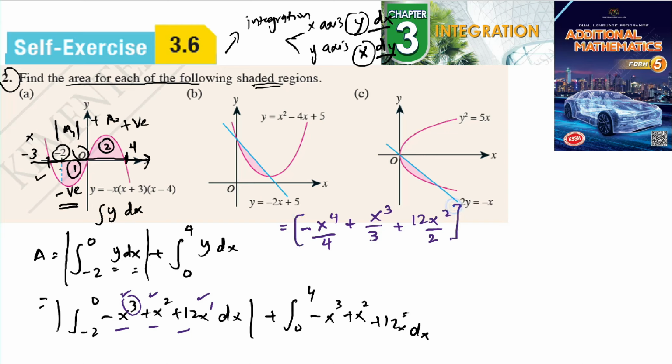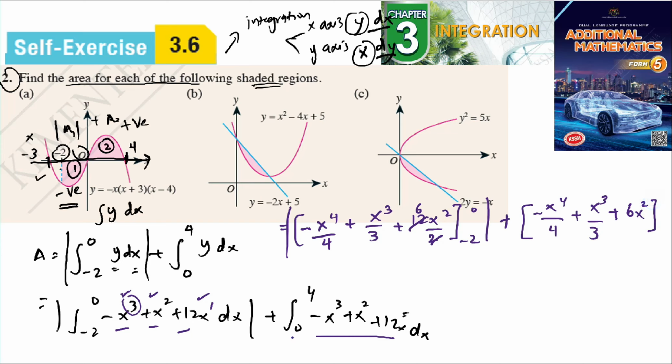So this one is from negative 2 to 0. And don't forget the modulus, right? Okay, so this one is plus. So you see here, this one is the same as this one, right? Just this one is from 0 to 4. So this one will become negative x to the 4 over 4 plus x cubed over 3 plus, so you see here 12 over 2 is actually 6. So just write here 6x squared, which is from 0 to 4.